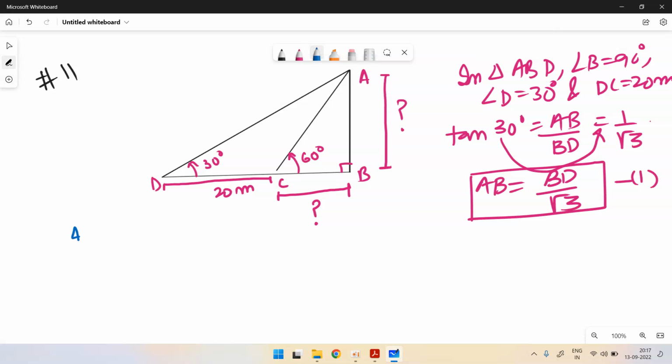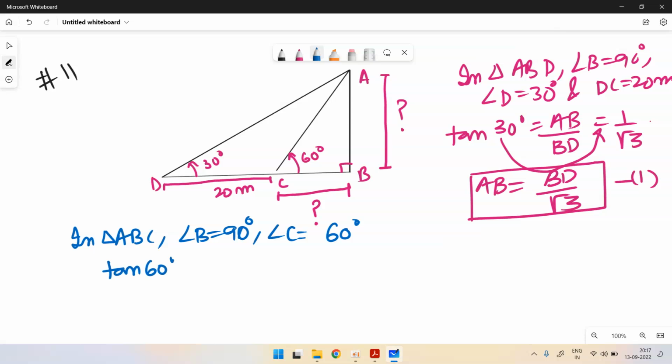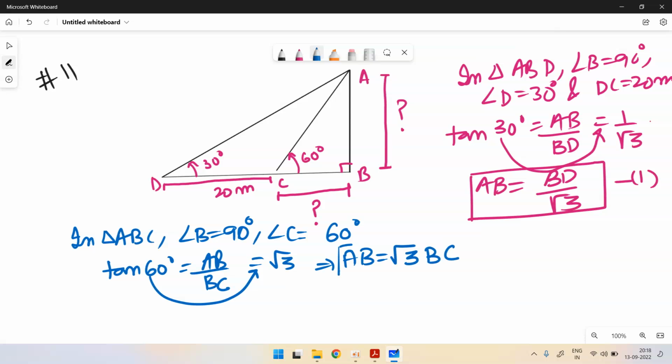Now in triangle ABC, angle B is 90 degrees, angle C is 60 degrees, and nothing else is given. Applying tan 60 degrees, it is AB by BC, and you know that tan 60 degrees is root 3, which implies that AB equals root 3 BC. So this is equation number 2.